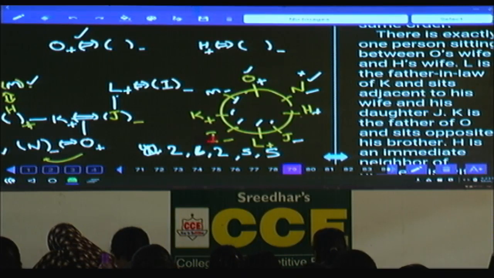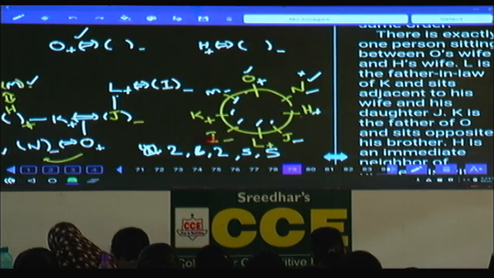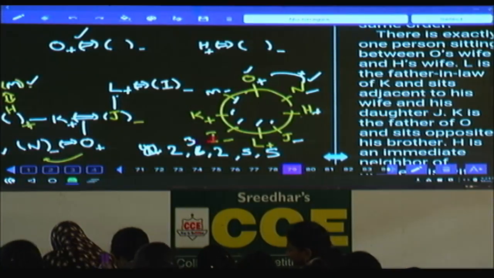"H is the brother of J" is false. "I's grandson sits adjacent to N": I's grandson is O, and O sits adjacent to N. O and N are seated adjacent to each other, which is definitely true. Choice 3 is the answer. So for the 80th, it is choice 3.